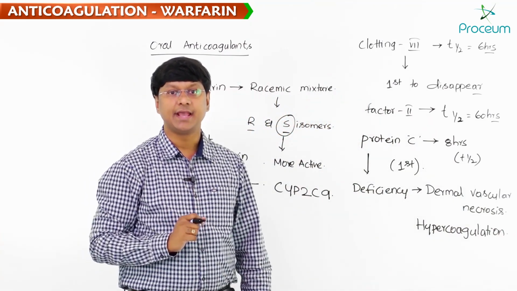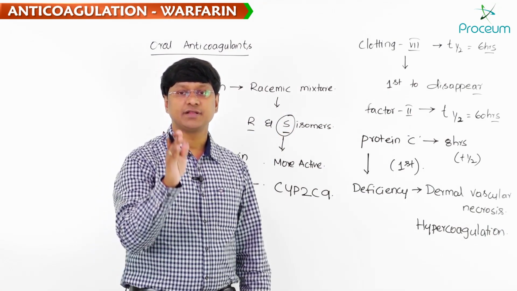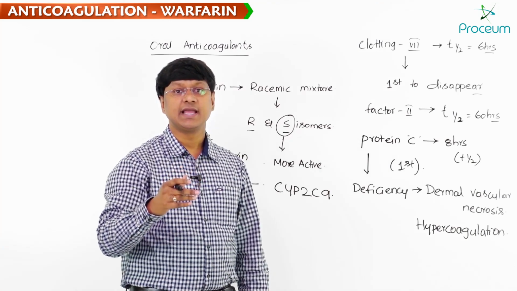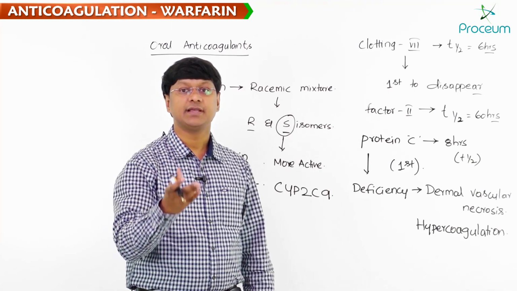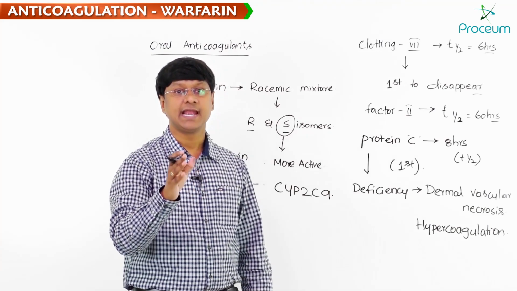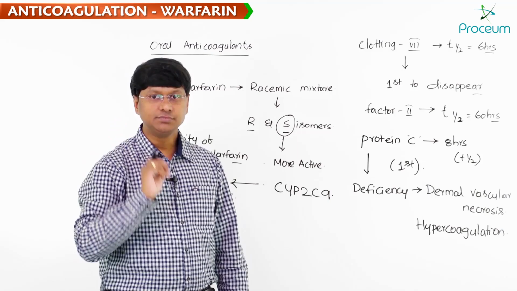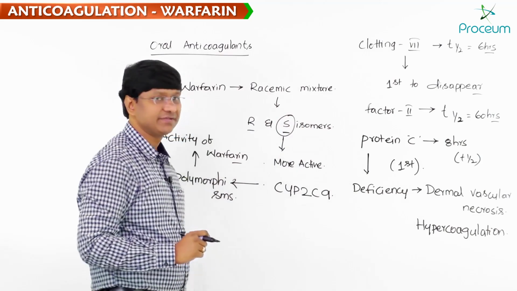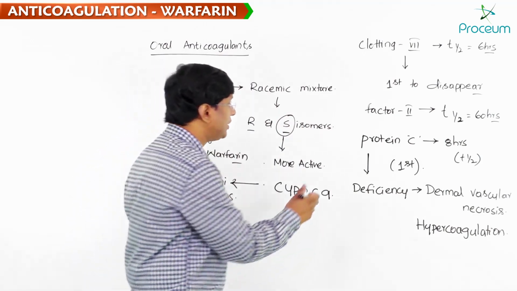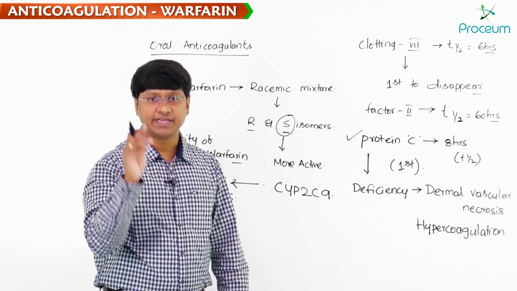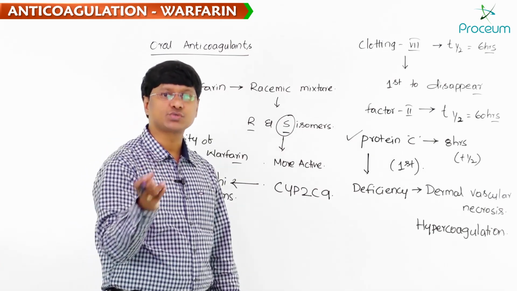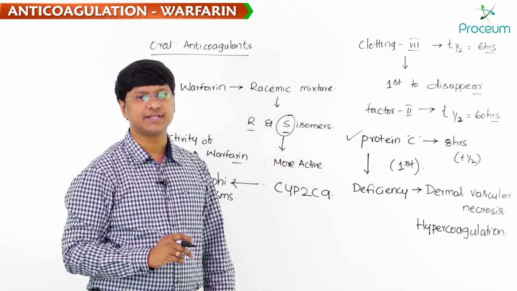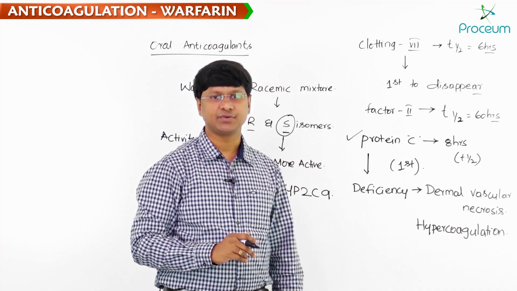Now, this dermal vascular necrosis and hypercoagulation occur as early appearing adverse effects of warfarin and other drugs of this group. So what does warfarin do? Warfarin will inhibit factors 2, 7, 9, 10, and will also inhibit protein C. So whenever there is deficiency of protein C caused by warfarin, immediately the individual can have dermal vascular necrosis and hypercoagulability.